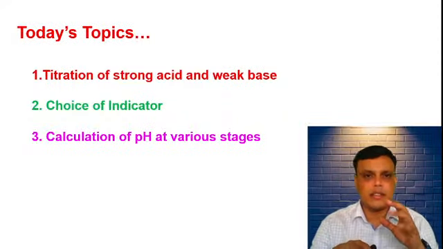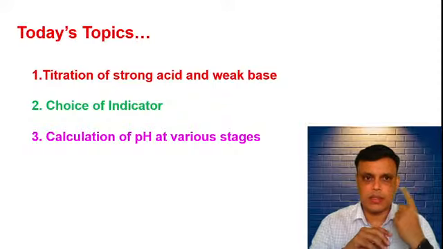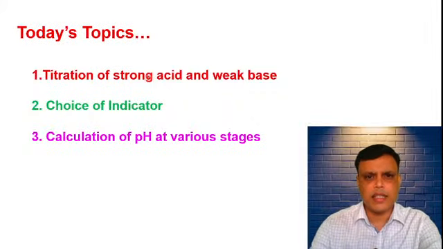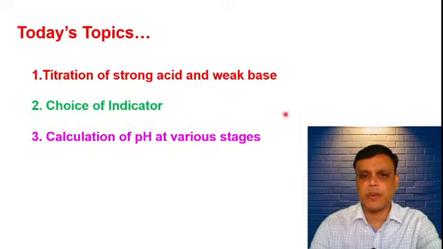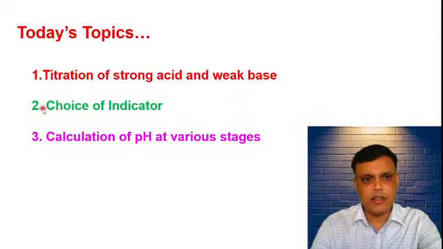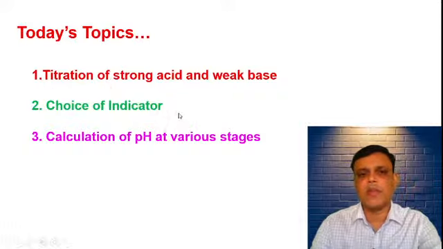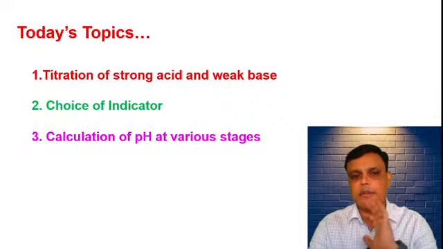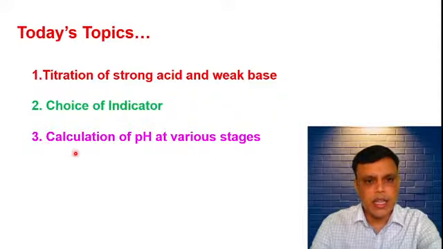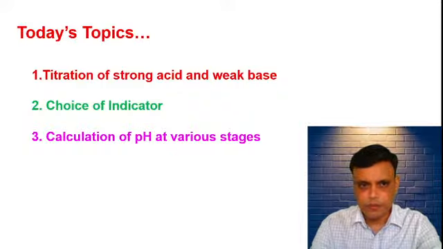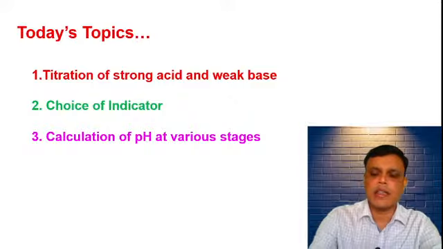So these points are similar for both titrations. Titration number 1 also it is same. Titration 2 के लिए भी यही देखे थे हम लोगों ने: titration of strong acid and weak base, then choice of indicator, and then calculation of pH at various stages. So these are 3 steps. Each titration has 3 steps. First, the name of that titration, then choice of indicator, which indicator we will use, and in that we will discuss the suitable indicator, and from that we will choose the best indicator for that particular titration. And point number 3, calculation of pH at various stages, is also the same for all 3 titrations. Okay, so today we will start with titration of strong acid and weak base.